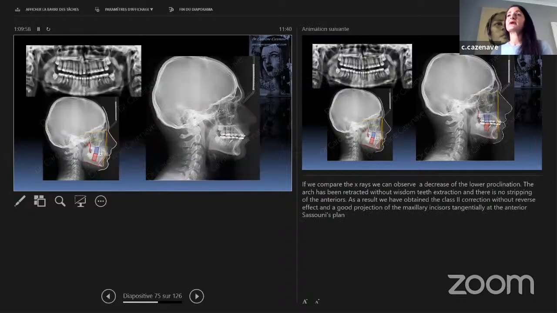If we compare the X-rays, we can observe a decrease of the lower proclination. The arch has been retracted without wisdom teeth extraction, and there is no stripping of the anteriors. As a result, we have obtained the class 2 correction without reverse effect and a good projection of the maxillary incisor tangentially at the anterior Cazenave plane.